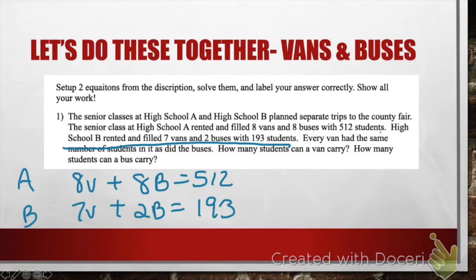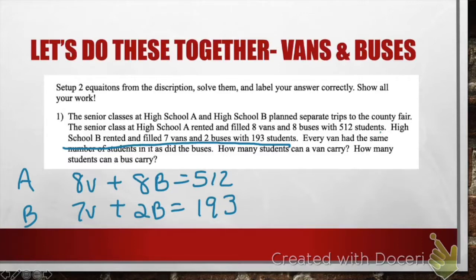I had some students in class asking me, well, don't the buses and vans all have the same number? Wouldn't we not really need 2 variables, because it says here that every van had the same number of students, and same with the buses. What that means is that the buses and the vans don't have the same number of students, but all the vans for both schools have the same number of students that can ride in them, and all the buses have the same number of students that can ride them, but that doesn't mean that the buses and the vans have the same. So you do need your 2 variables.